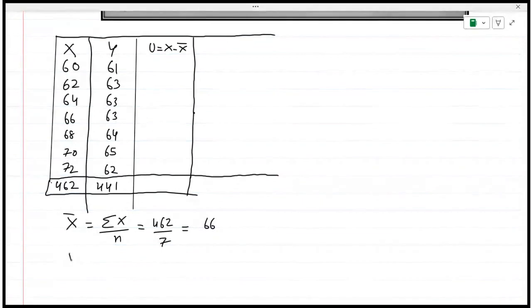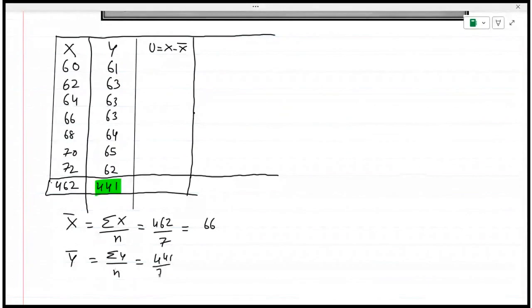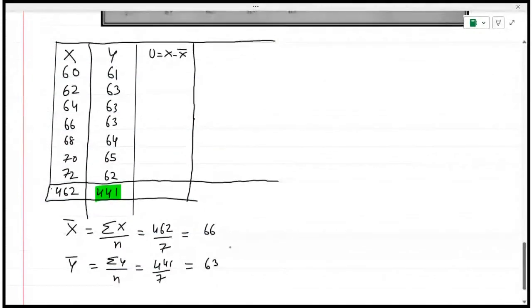Now we will find the mean of y. Mean of y means the sum of y values divided by the total number of values. So the sum of y values is 441, and how many values are there? 1, 2, 3, 4, 5, 6, 7. So 441 divided by 7 comes out to be 63. Good. So now we have found the mean of x and the mean of y.